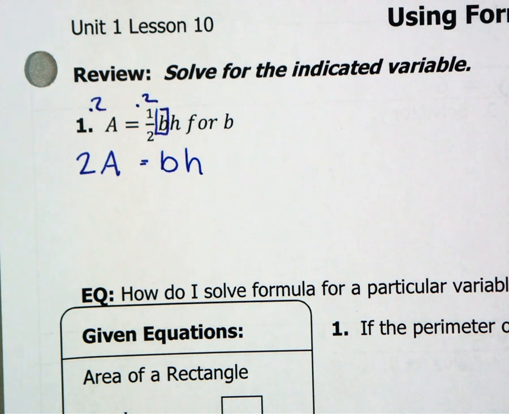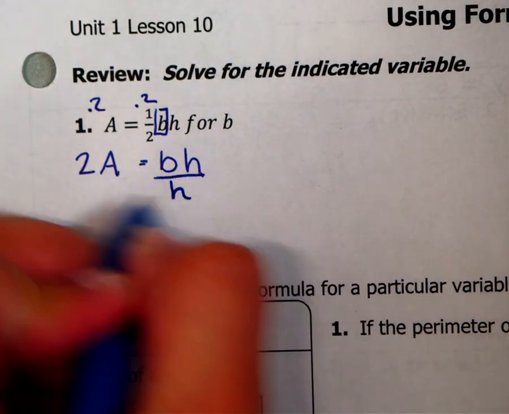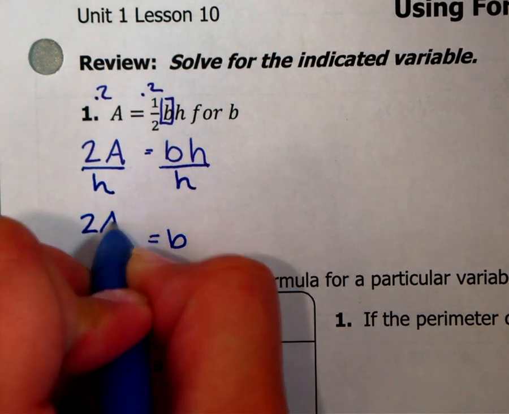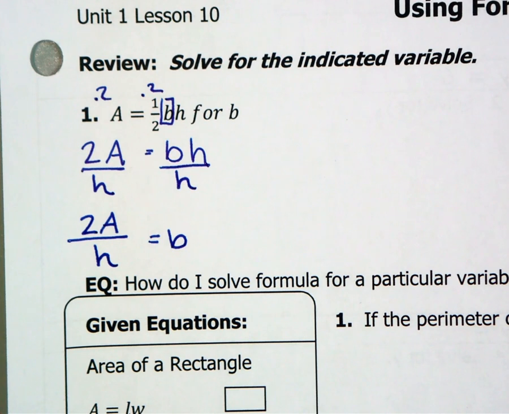We have to get B by itself, so we've got to get rid of the H. B and H are being multiplied. We undo multiplication with division. So we'll divide both sides by H. So B equals 2A divided by H. If the original equation starts with capital letters and lowercase letters, leave them the way that they are.